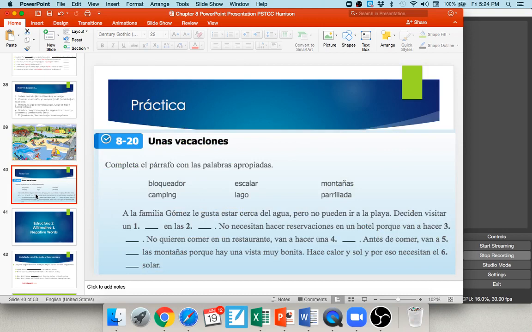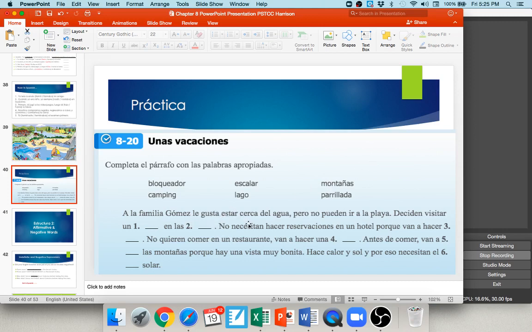In relation to these vocab words, you might be asked to do an activity like this, where I've asked you, a la familia Gómez le gusta estar cerca del agua, pero no pueden ir a la playa. So the Gómez family likes to be near the water, but they cannot go to the beach. Deciden visitar un blank en las blank. So they decided to visit a blank in the blank. They decided to visit maybe a lake, un lago. And then maybe this is a lake in the mountains, un lago en las montañas.